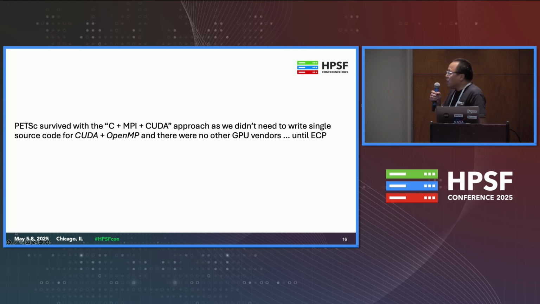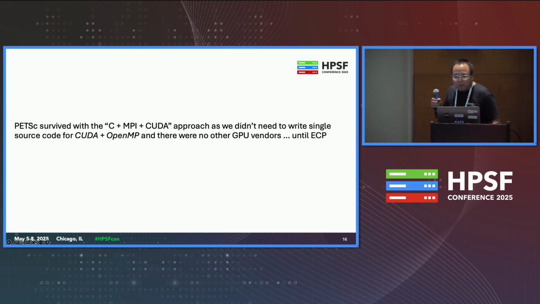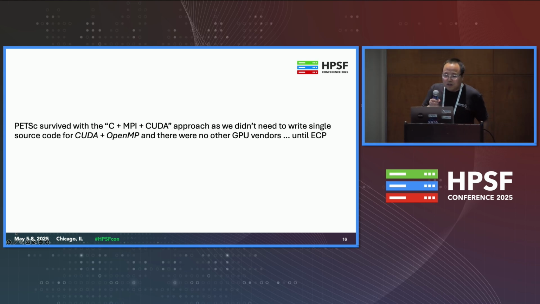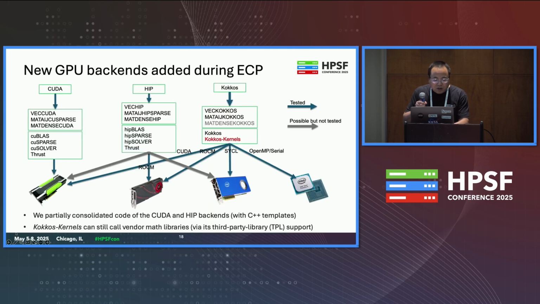PETSc survived with the C plus MPI plus CUDA approach, and we didn't need to write a single line of source code for CUDA plus OpenMP, because there were no other GPU vendors until the ECP project. The problem for us was how to deal with AMD GPUs and Intel GPUs. So we later came to Kokkos.